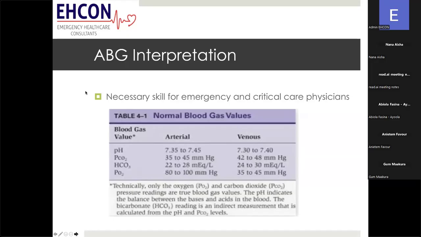So the pH on an arterial blood gas should be 7.35 to 7.45. And the PCO2 should be 35 to 44 millimeters of mercury. The bicarb should be about 22 to 28, and the PO2 is about 80 to 100.